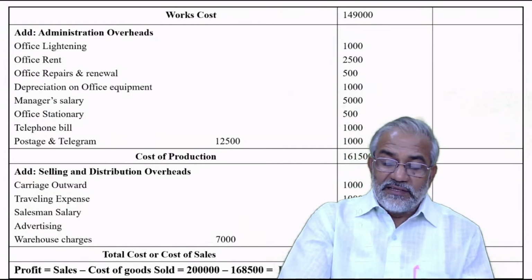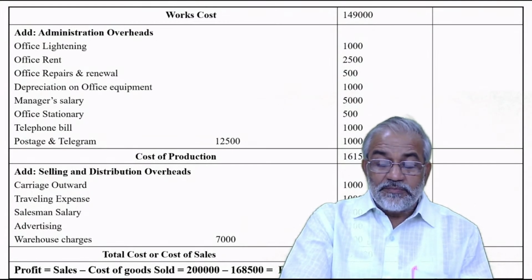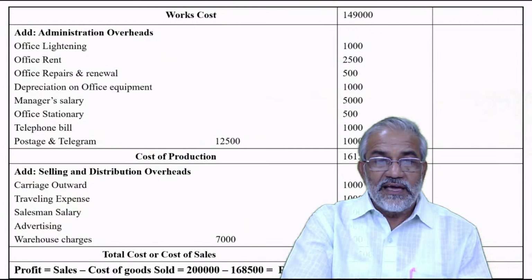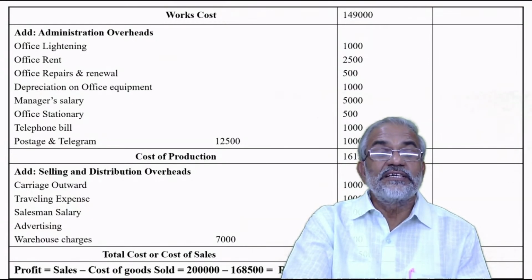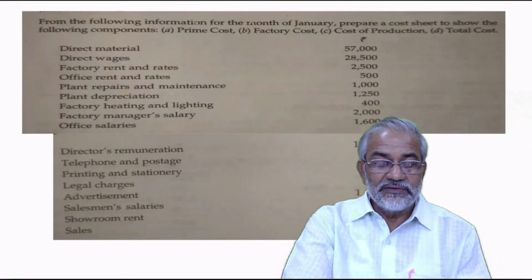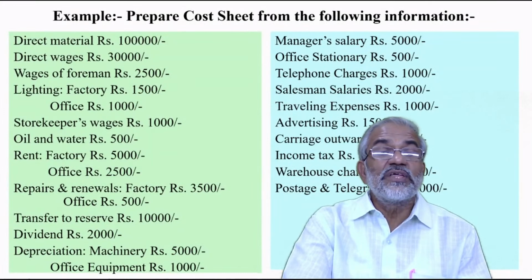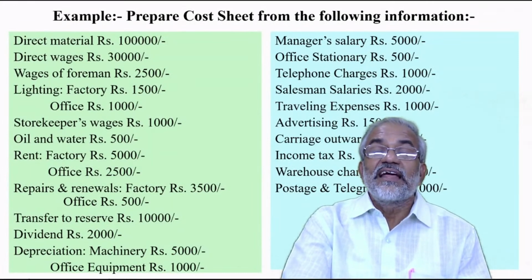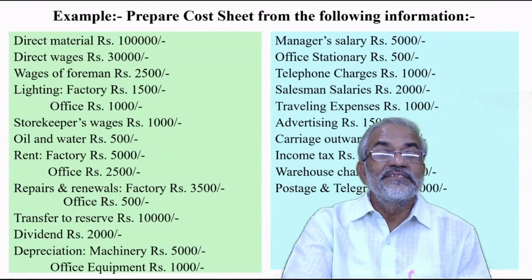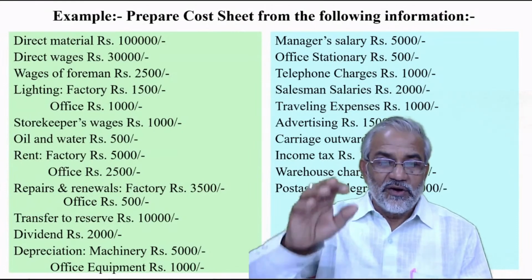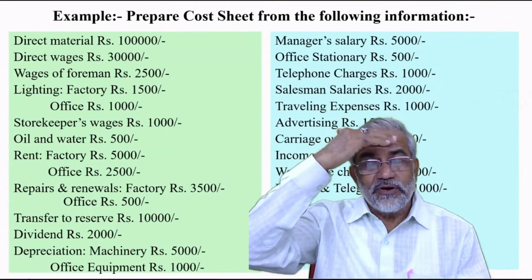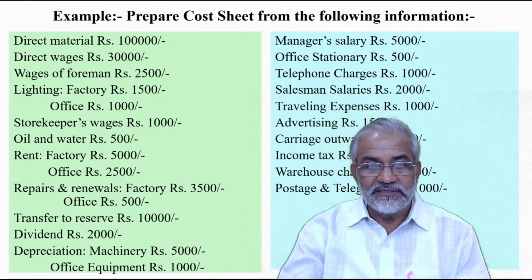You must be seeing that a few items which have been given in the question are not taken into consideration while preparing the cost sheet. And those items are dividend. Look here, the dividend is given in the question as 2,000. And another item is given as 10,000 as income tax. Although those 2 items are given in the question, they do not form part of the cost sheet.